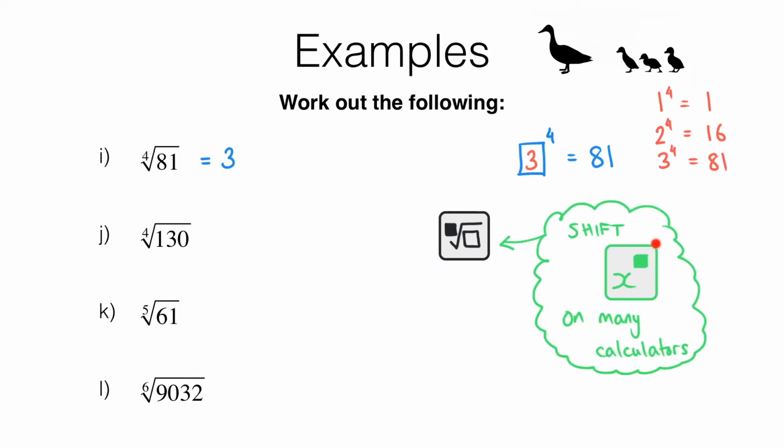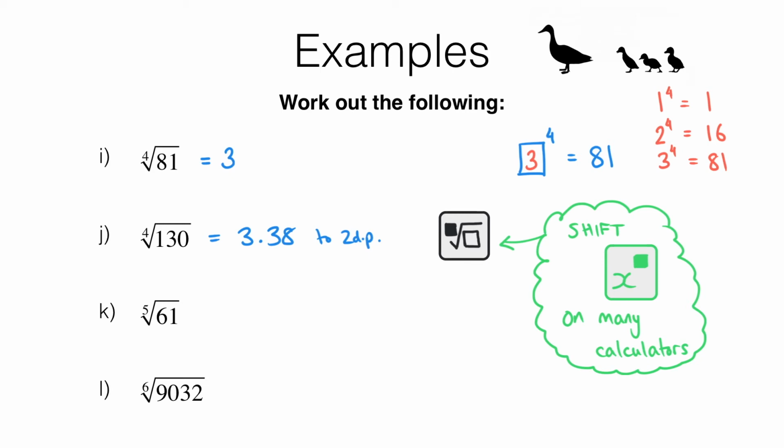Most commonly, it's on the x to the power button, so you'd either have to press shift or second function and the x to the power button to access this function here, which lets you calculate higher roots than the square root or the cube root. To work out the fourth root of 130, you would have to access this function and then make sure you put a 4 in that bit there and 130 in that box there. Then you hit equals and you should get an answer that begins 3.3766 and so on. I'm going to round that to 2 decimal places to 3.38.